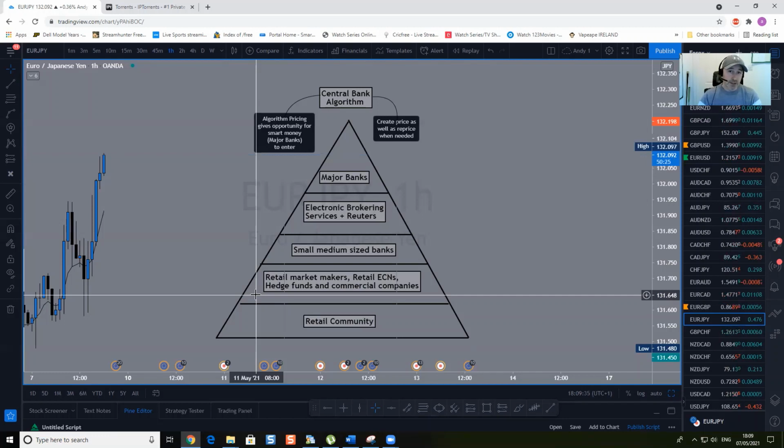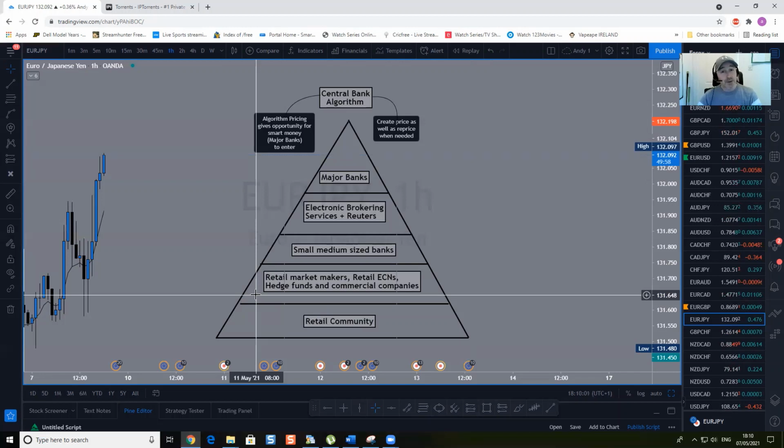So the major banks is your JP Morgans, and we always think about the major banks are the people who are creating price and moving price. Well, they do one of those things. They move price. They don't create price, because creating price comes from somebody above them, the central bank algorithm. The algorithm pricing gives opportunity for smart money for the major banks to enter.